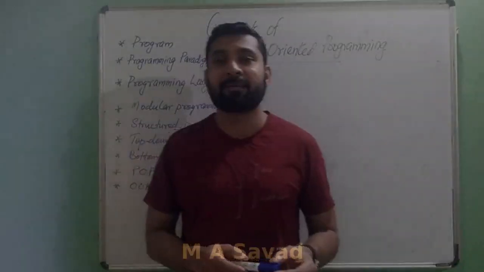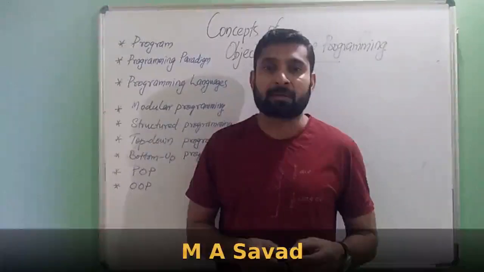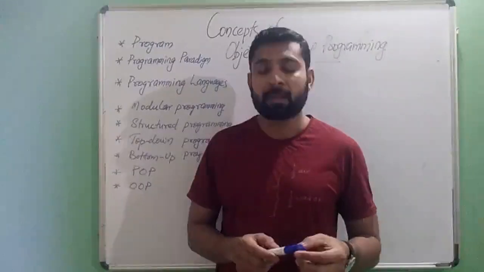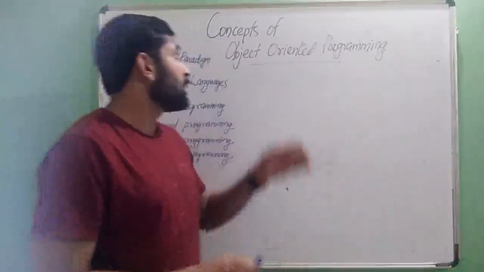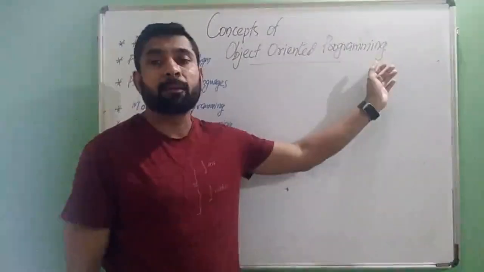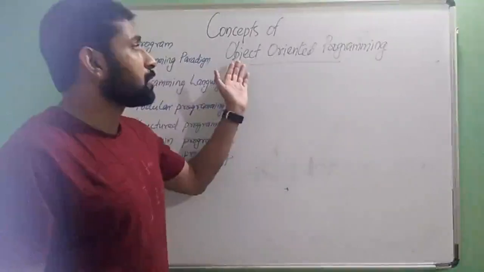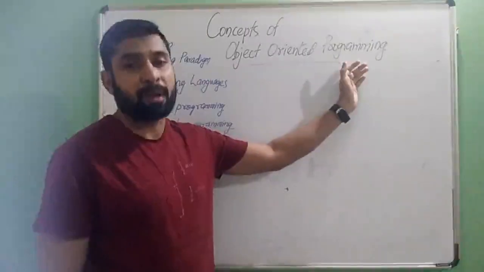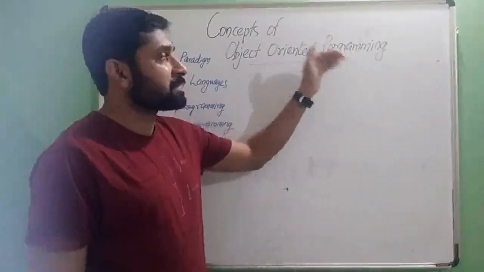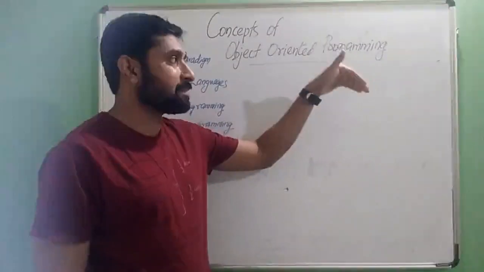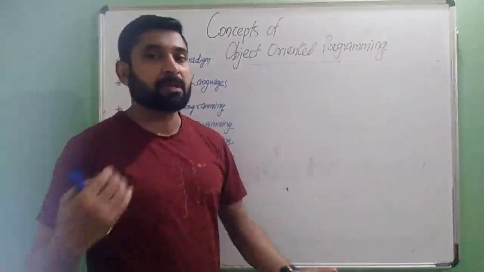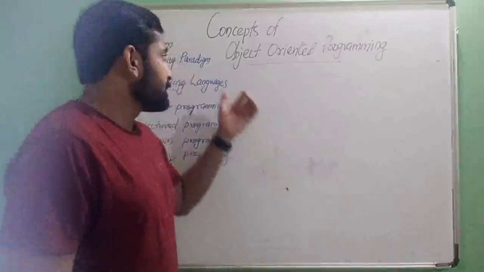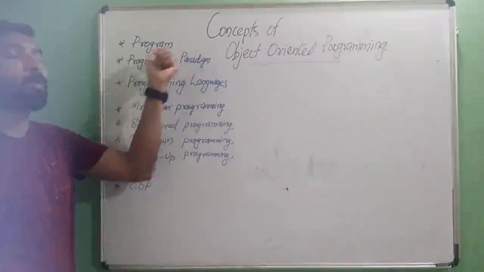So welcome back. In this session, we shall start the second chapter in second year computer science. Name of the chapter is Concepts of Object-Oriented Programming. So this chapter brings the details of object-oriented programming, and this paradigm is compared with some previously used programming methodology or programming paradigm. So let us see what is a program.